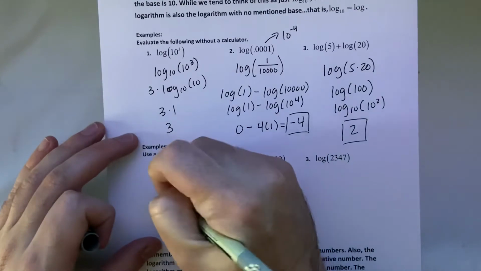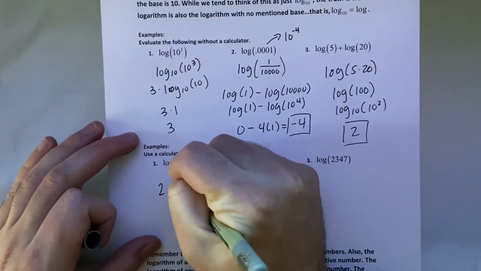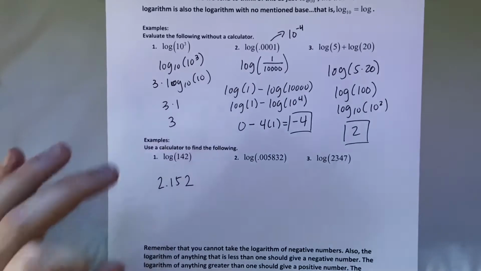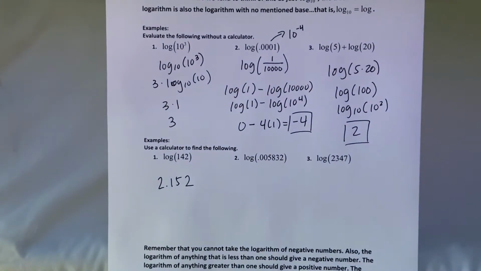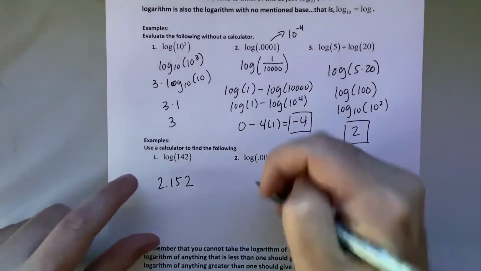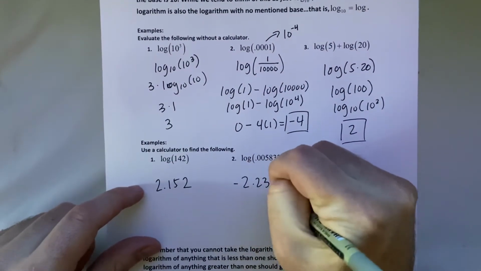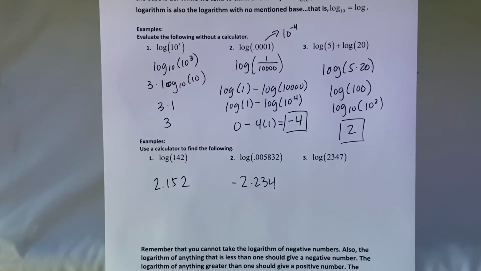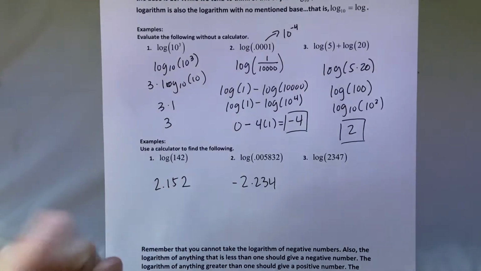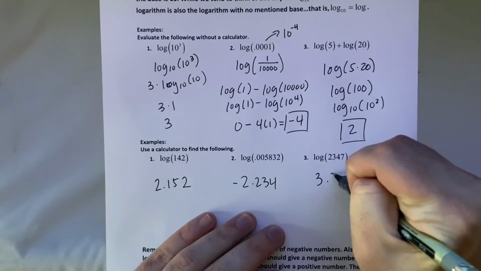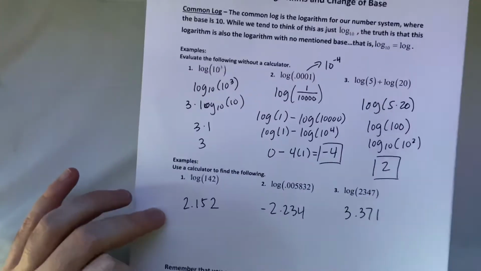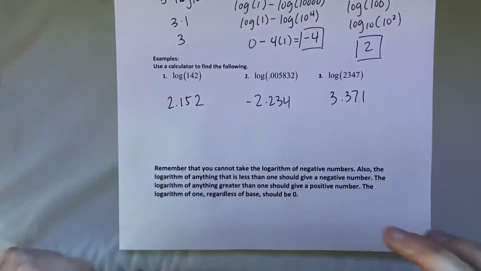This is 2.152. Log of 0.005832 is negative 2.234. And log of 2347 is 3.371.